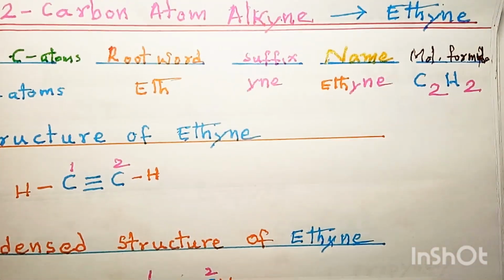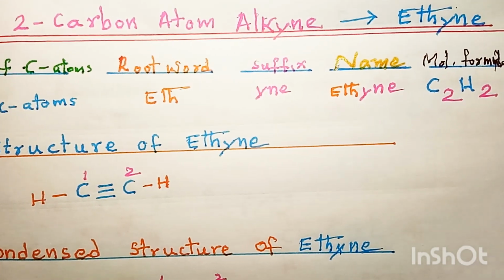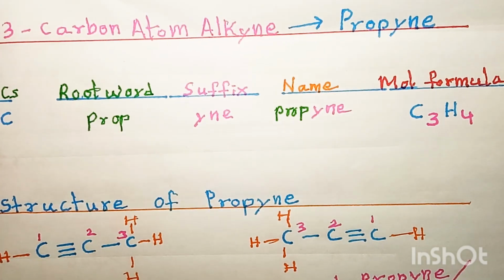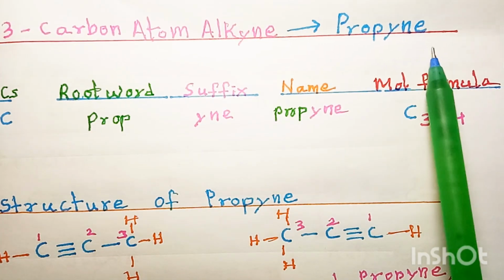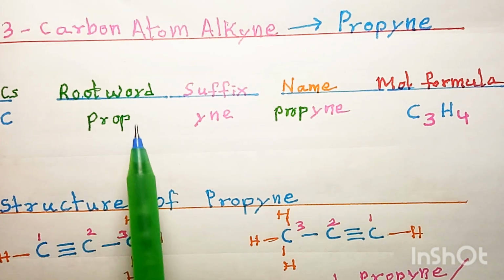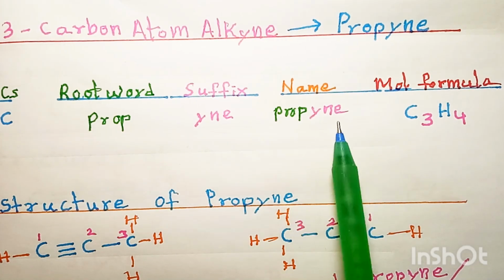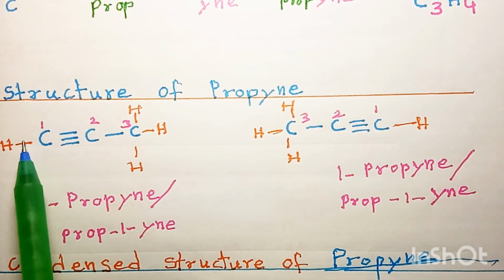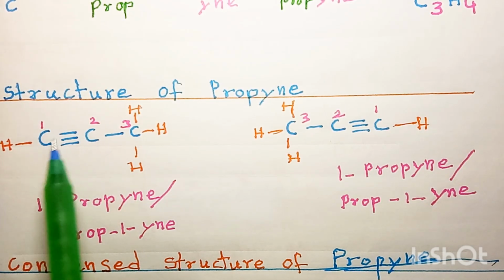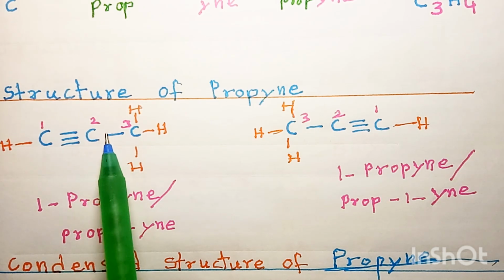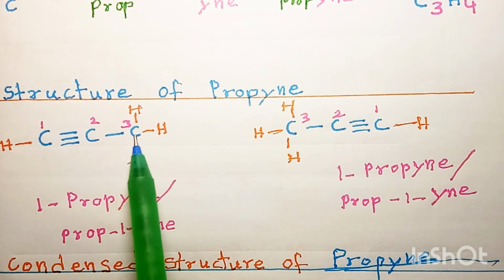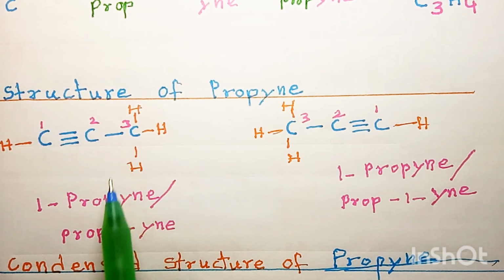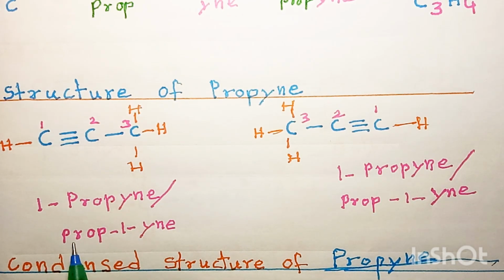Now let's see the second member of these open chain alkynes. The second member is the 3 carbon atom alkyne. Since there are 3 carbon atoms, it is called propyne, because number of carbon atoms 3 represents prop, suffix yne. Name is propyne, C3H4 molecular formula. Structure of propyne can be written like this. C single bond H, C and C are connected by triple bond. This second C and third C are connected by single bond, and this third carbon atom has 3 hydrogen atoms attached to it. This is 1-propyne.